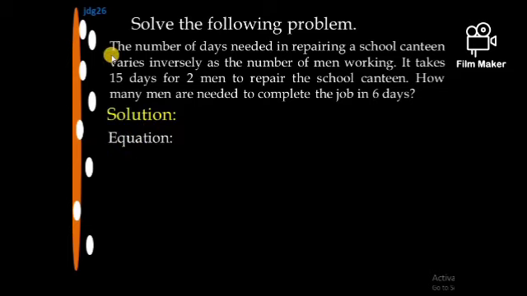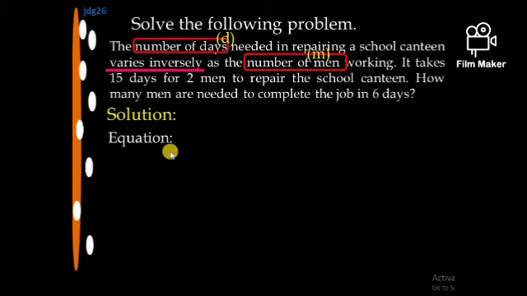So, let us analyze the problem. Hanapin natin yung mga clue words. So, the first clue word is the number of days. So, i-represent natin siya as D. The next clue is the number of men. So, i-represent natin siya as M. Another thing is yung varies inversely. So, ibig sabihin, itong problem na to ay under inverse variation. Ito na yung ating clue word.